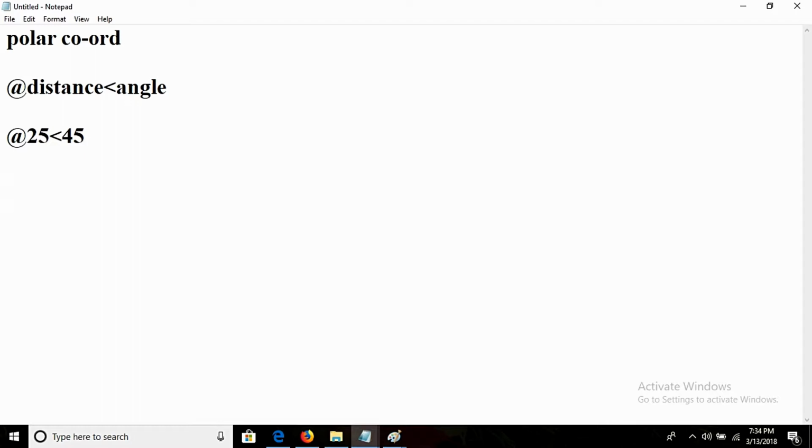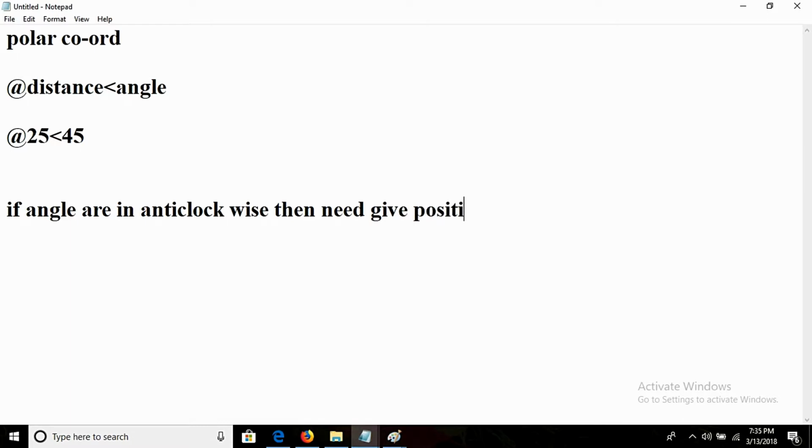But here the polar coordinate system has a rule, friends. What is that? Here, if angles are anti-clockwise, then you need to give positive angles.